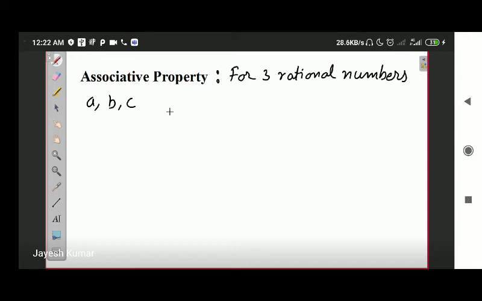Okay. For three rational numbers A, B, C, what the associative property says is, if we add any two rational numbers with the third number, first of all we will add A and B, and then whatever the result is we will add it to C. Or what we can do is, A plus B plus C, first of all we can add B and C, and then we add A to the result. In both the cases answer is going to be equal. This is what associative property is. Okay, let us take an example for this.